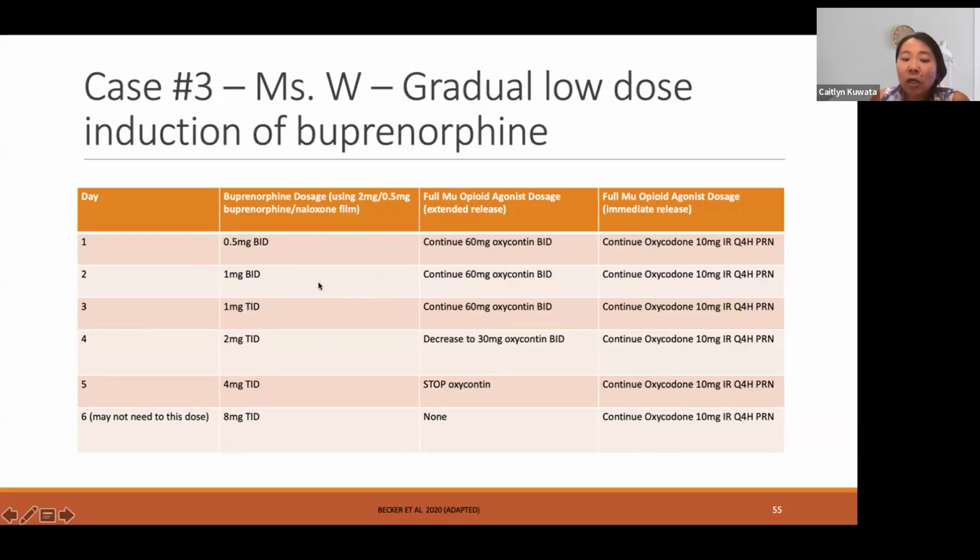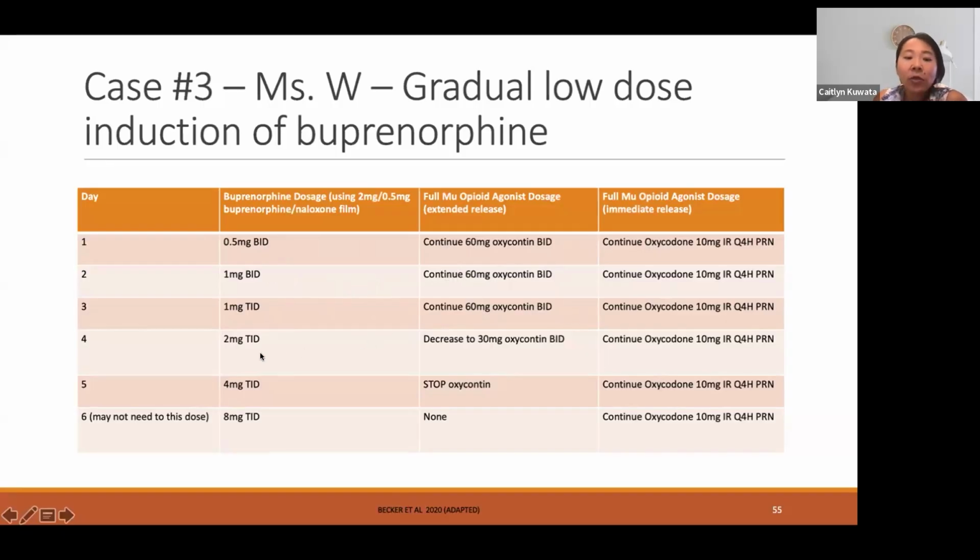On the second day, you would tell them to take 1 milligram of buprenorphine BID. So this would be half of a 2 milligram film twice a day. Again, keep your long-acting the same, keep your short-acting the same. On the third day, you would go up to 1 milligram TID. So still a half a film, but more often now, keeping your long-acting the same.